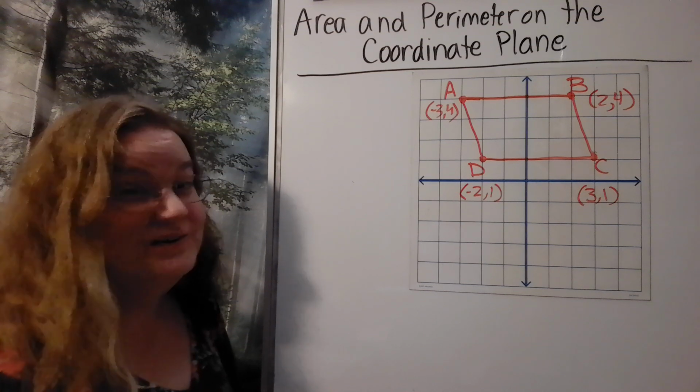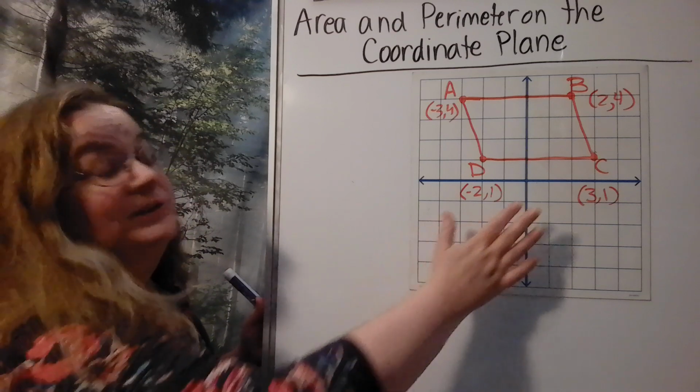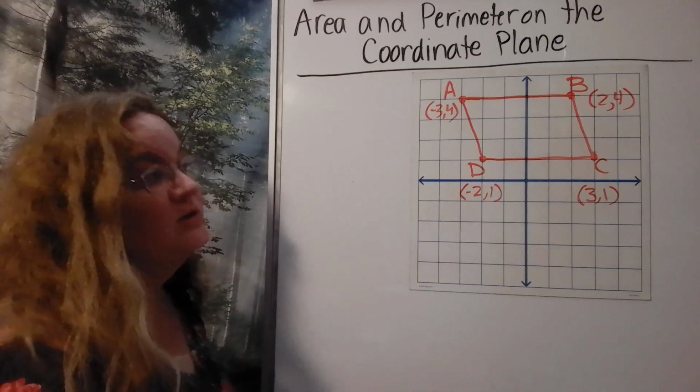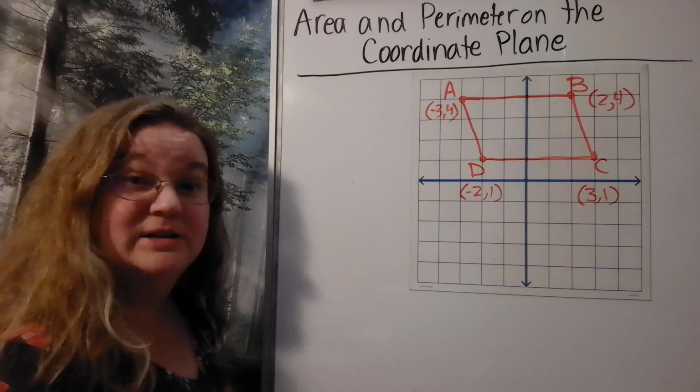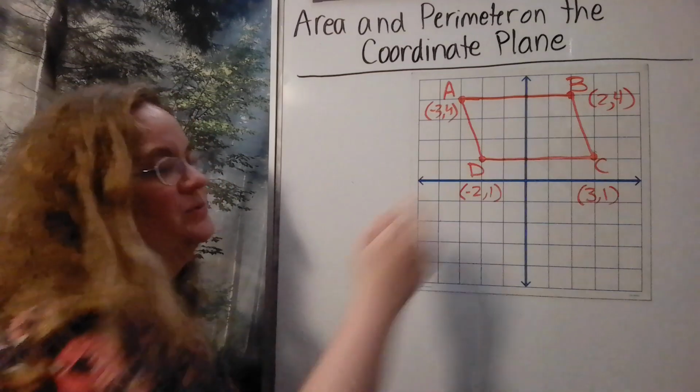Hello, this is Mrs. Brown, and we're going to look at area and perimeter on the coordinate plane today. So looking at this, the first thing you want to do is look for horizontal and vertical lines because that makes life easier. For instance, this line and this line are both horizontal.